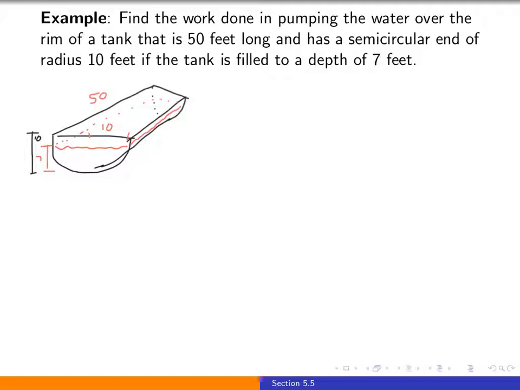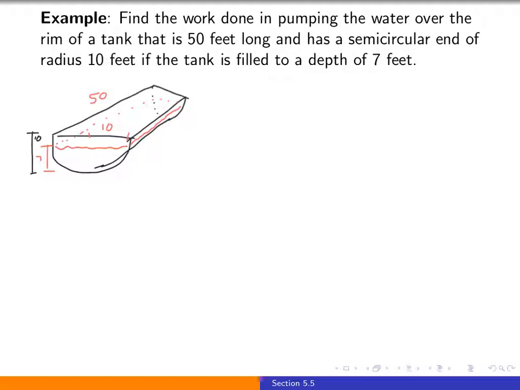So in this problem, we're asked to find the work done in pumping the water over the rim of a tank that is 50 feet long and has a semicircular end. A semicircular end just means half of a circle, with the radius here of 10. So this measure would be 10 feet, and its height there would be 10 feet. We'd like to find the work done in pumping the water out of the tank if it is filled to a depth of 7 feet.